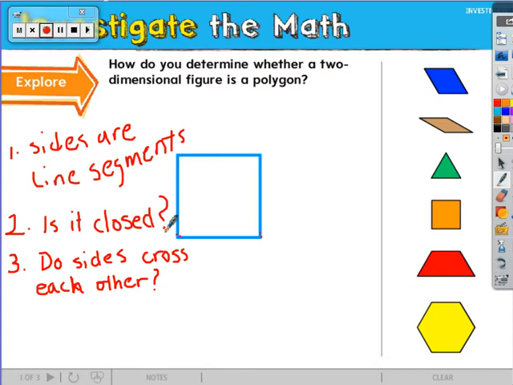Okay? So let's look at our square right here. Are all the sides line segments? Yes, they're straight and they start and they stop. Right? Is it closed? Yes, there are no openings in the shape. Do the sides cross each other? No. They meet, but they do not cross. So this is a polygon. Okay? So this would be an example of a shape that is not a polygon. Why is that not a polygon? Because they cross each other. Yes, right. Okay. How about this?